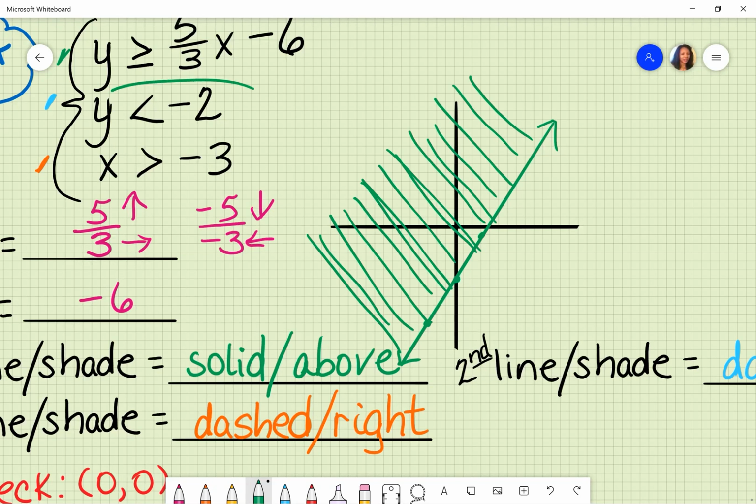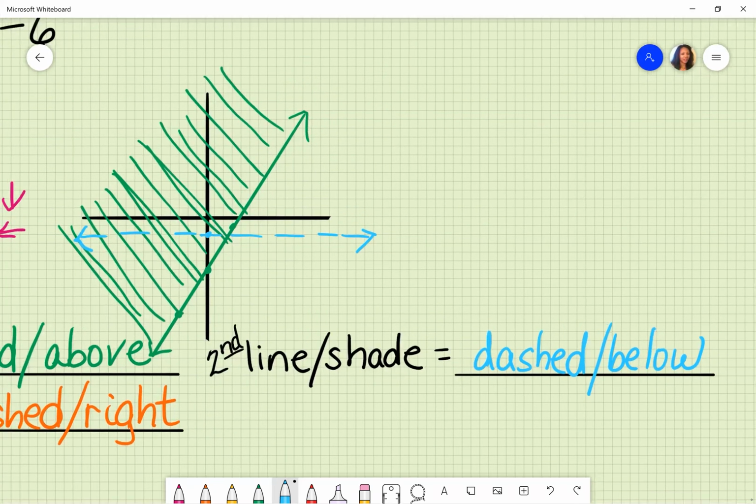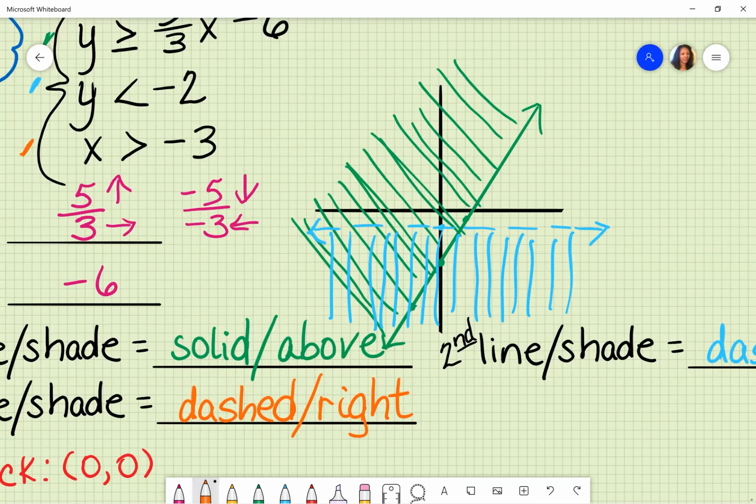Going to my second inequality is telling me that y is going to be everything that's smaller than -2. So I go to where there's -2, and this is going to be a dashed line. I am going to shade it below. And then finally, we're going to go to our third one, which is where x is greater than -3. This time it's a vertical line, but it's still dashed. X is everything bigger than that, which means it's going to the right.